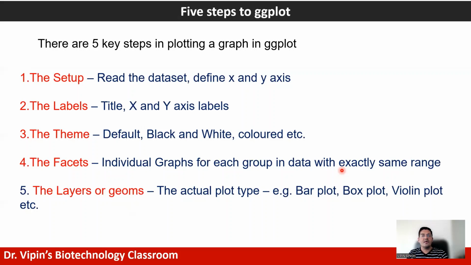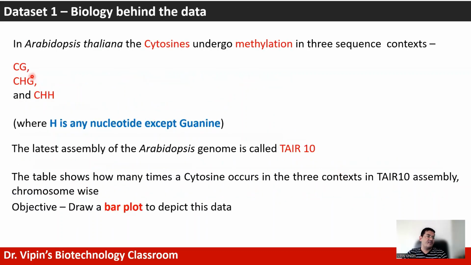Now let's also have a look at the data that we have at hand so that we understand what exactly is getting plotted. We are looking at the Arabidopsis genome, and the Arabidopsis genome has 5 chromosomes. The cytosine in Arabidopsis can be methylated in 3 different contexts. You have the CG context, where a cytosine is next to a guanine. You could also have a cytosine methylated in the CHG context and the CHH context, where H is any nucleotide except guanine. We have this data from TAIR10, where we know the individual positions of each of the cytosines in the CG, CHG, and CHH contexts, and that is exactly what we're going to plot today.